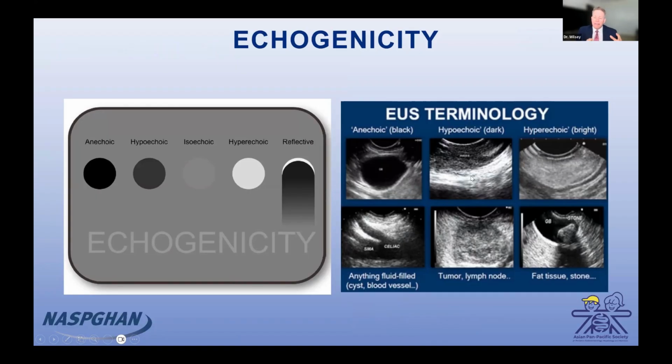Hypoechoic means a little bit of echoes. Whenever you see hypoechoic lesions in the pancreas, you worry. If you're Arnold, you say it's not a tumor, but hypoechoic lesions in the pancreas are malignancy until proven otherwise. Hyperechoic lesions are typically fat and fibrosis. When you see shadowing, that can be a stone, especially if it's a clear shadow like this in the bottom right-hand corner. If it's a dirty shadow, it can be air.